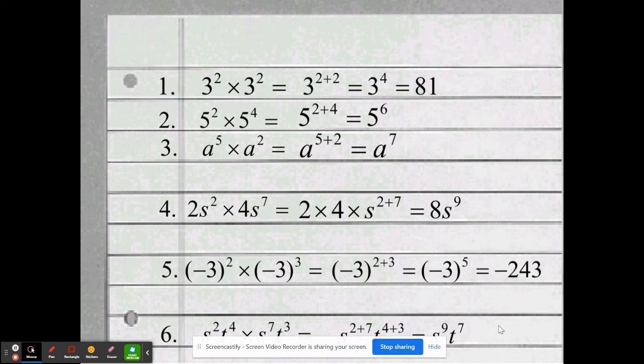5 to the 6th power would be 15,625 if you took it all the way through, which most of your time, as long as there's not a variable, because a to the 7th doesn't get any better than a to the 7th, you want to go ahead and take it all the way through.